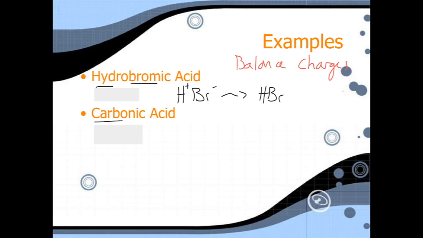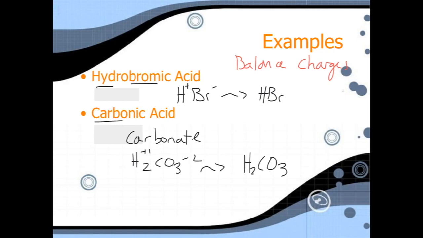The next one is called carbonic acid, and since there's no hydro, it must end in an ATE. Carbonate is CO3 minus 2, and I'm going to put 2 hydrogens in front, each of which is a +1, to balance out the -2 of the carbonate. So I rewrite this as H2CO3 without the charges.